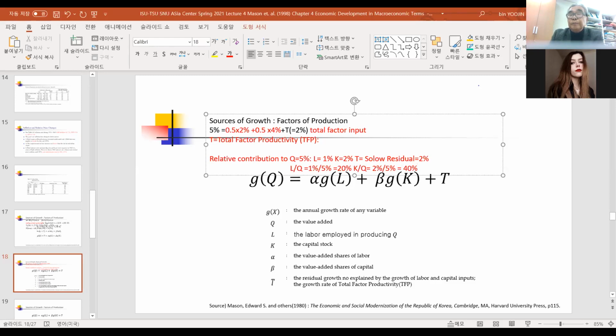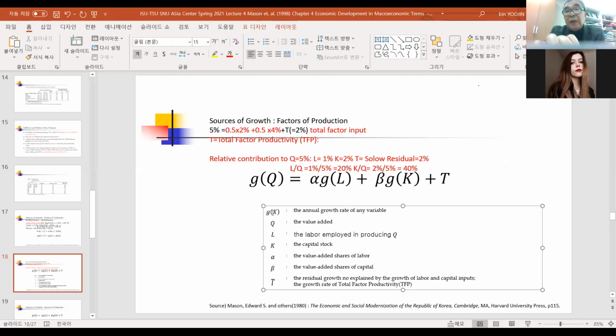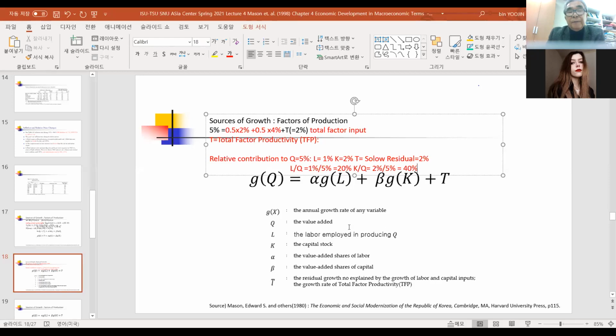By whom? By capital income. Of course, the remaining relative contribution should add up to 100. So 20%, 40%, 60%. Therefore, the contribution of TFP, which is technology, should be 2% divided by 5%, together 40%. In other words, relative contribution should add up to 100%. Okay?